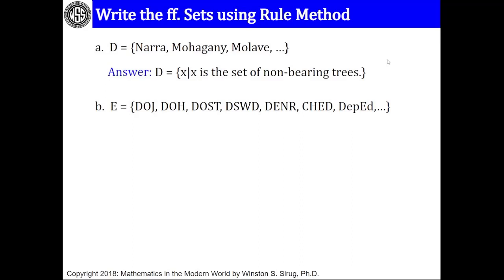So, sino pa? May sagot pa ang iba? Any other answers for the following elements in a set? Any ideas? Okay, Jenny, you're raising your hand. E is equal to the set of X such that X is the set of all different government departments in the Philippines. Okay, malapit na rin doon. E is equals to the set of X such that X is the set of government agencies.